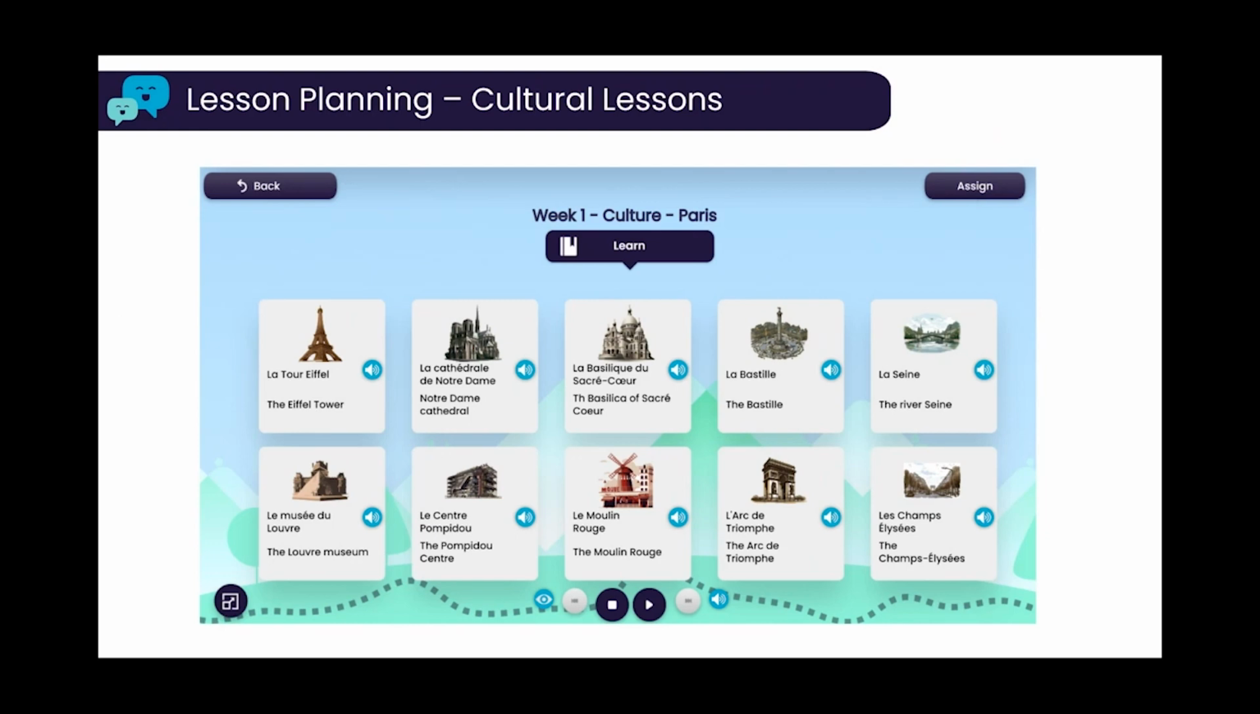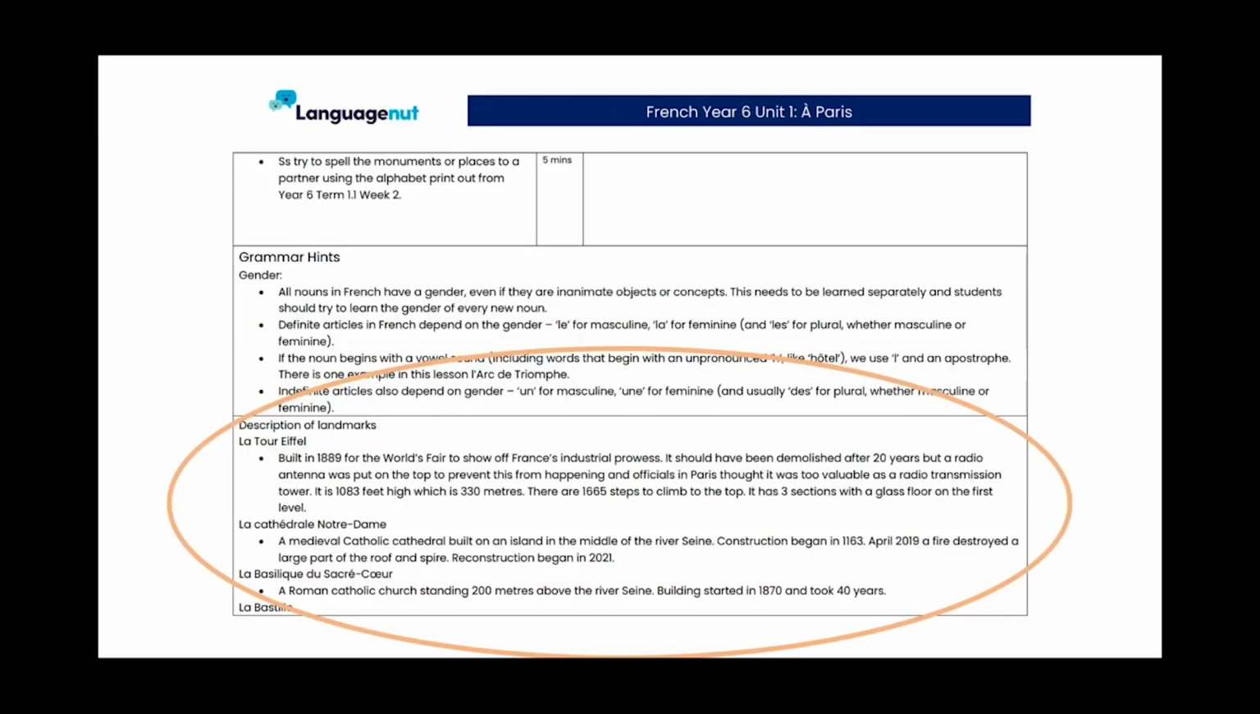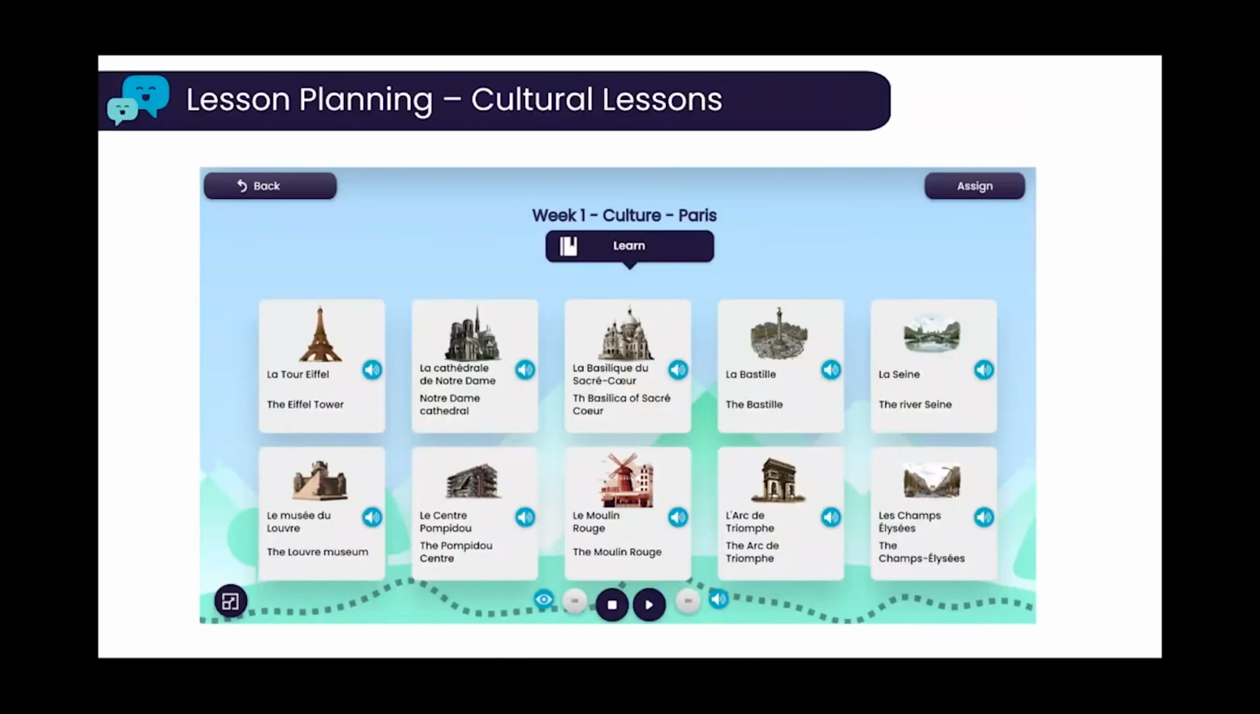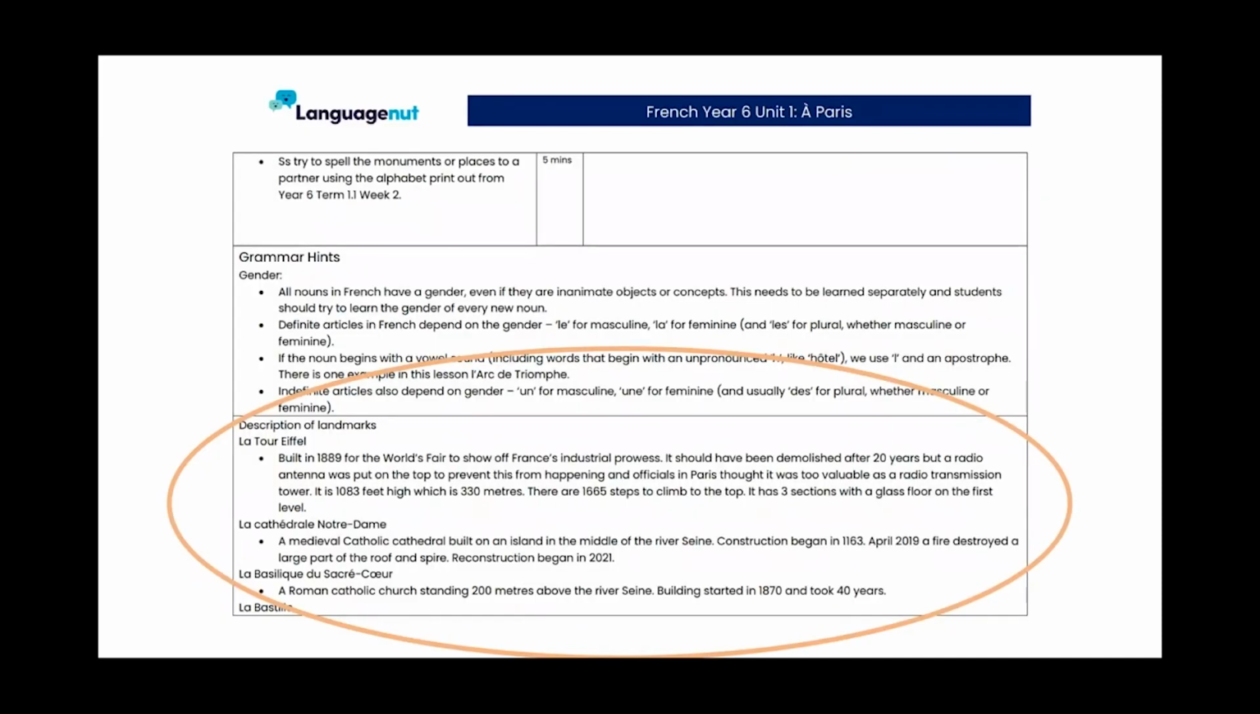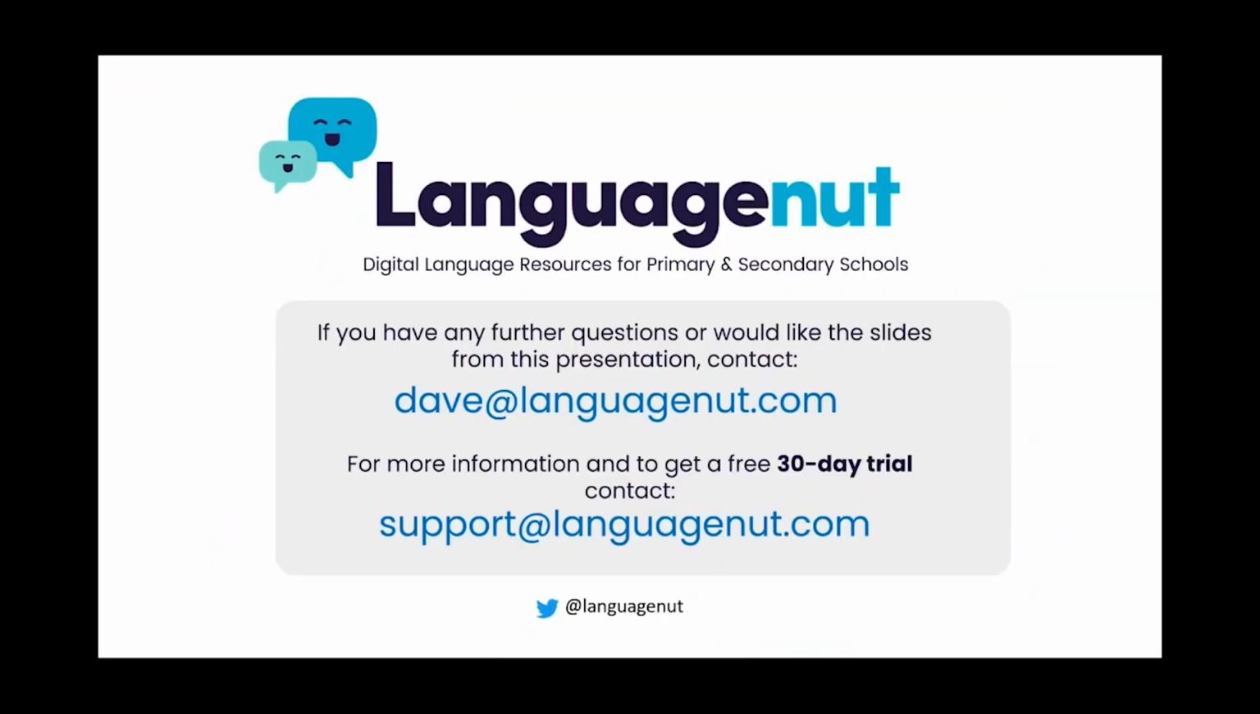For cultural lessons that include quite a lot of in-depth knowledge about that area, we tend to give you a bit more context underneath the grammar hints section in our lesson plans. So in this case, you've got all of the different landmarks in Paris. Students will then go through an activity where they find those on Google Earth, and you can do it as a group activity or on devices, but you do also have the description of the landmarks in the lesson as well. So that was quite a whirlwind tour of the various different types of lesson that we have.